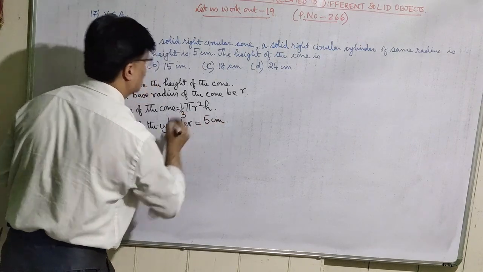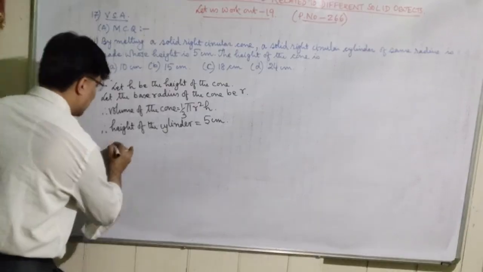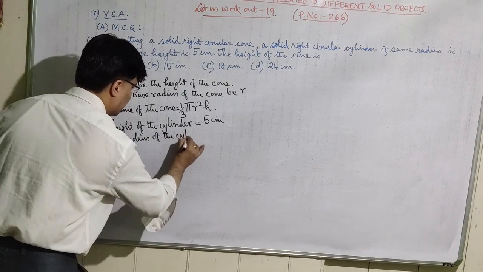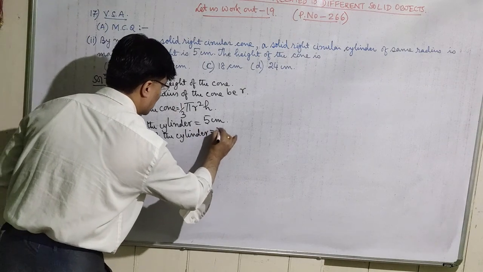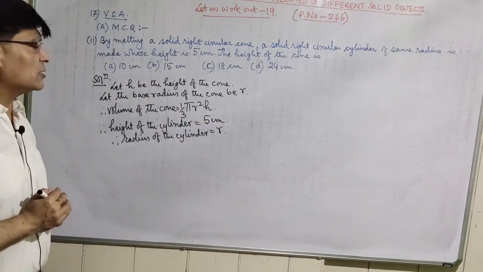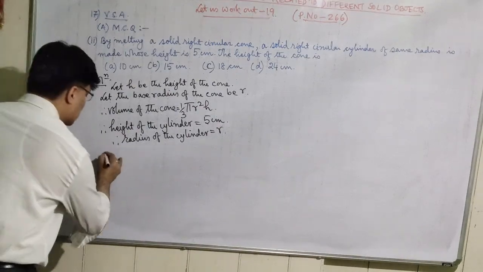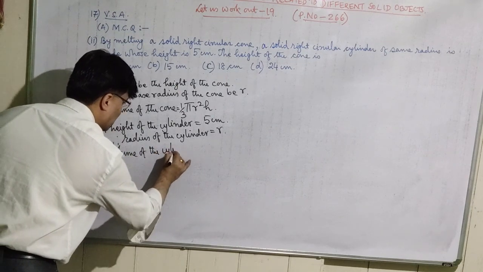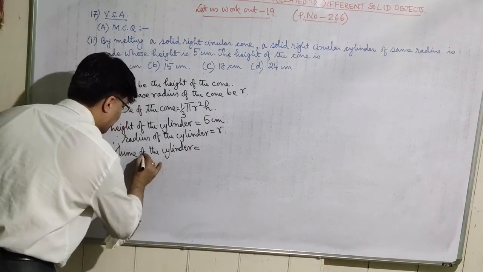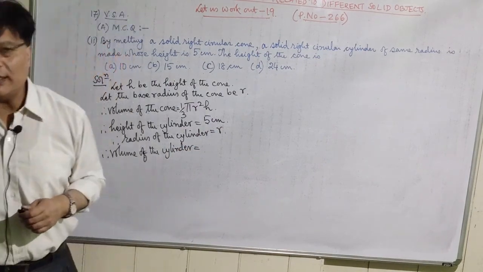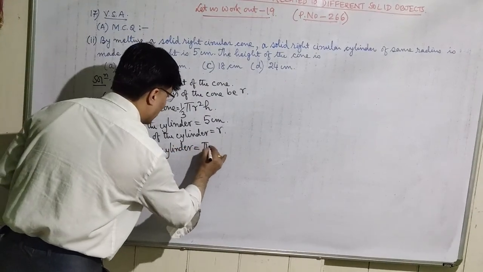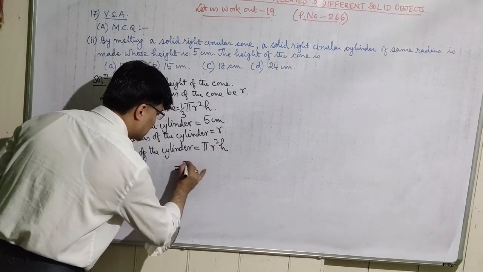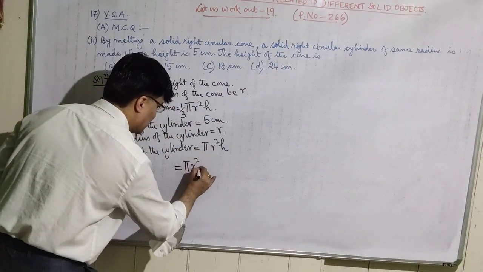So the height of the cylinder is 5 centimeter. And what is the radius of the cylinder? It is r. So what is the volume of the cylinder now? Therefore volume of the cylinder, what is the formula? It is pi r square h. Volume of the cone is 1/3 pi r square h. Volume of the cylinder is pi r square h. So pi remains as it is, and here it is r square into 5.